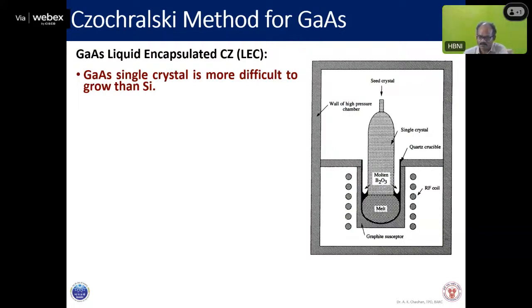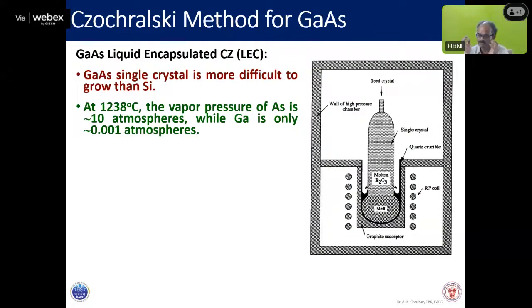Another method is there, because there are actually some issues. Suppose you want to grow some material which has multiple components. Take gallium arsenide as an example. Gallium arsenide has two components: one is gallium, another is arsenic. At the melting point, the vapor pressure of arsenic is approximately 10 atmospheres, and the vapor pressure of gallium is only this much. So there is a huge vapor pressure difference. What will happen? The arsenic will evaporate.